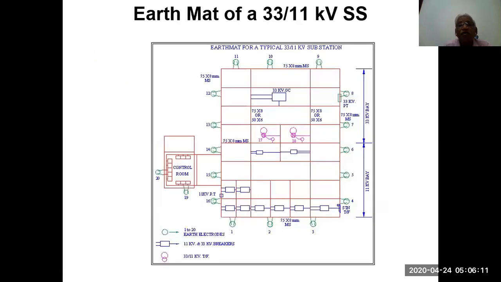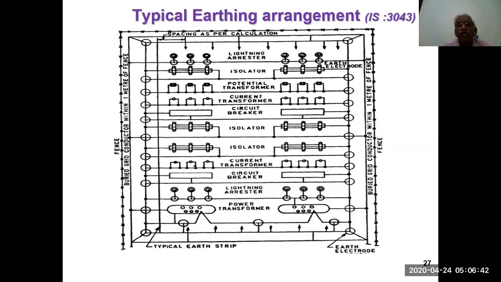Now, the earth mat for 33 kV by 11 kV substations. You can notice these are all the earth electrodes provided. This is the position for the transformer. From the transformer neutral, he has taken one connection to this side and one to this side. From the transformer neutral, it first goes to the electrode, then to the mat, not directly to the mat. So for any fault, the earth electrode connected will come into the picture first. This is also similar to what is given in IS 3043.